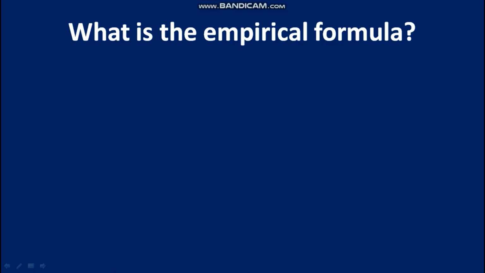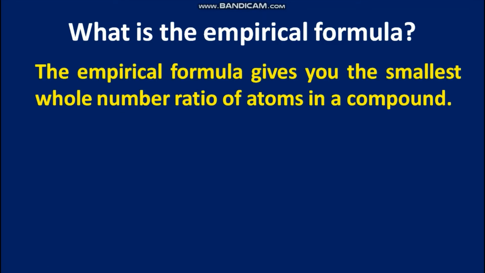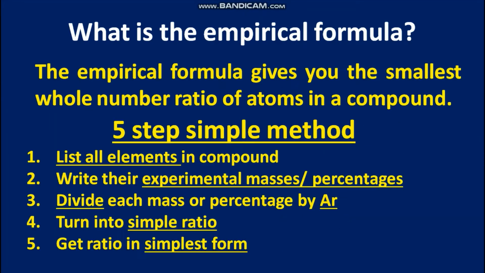So what is empirical formula? The empirical formula gives you the smallest whole number ratio of atoms in a compound. To do this, the first step is to list all the elements in a compound. There are usually only 2 or 3. Then underneath them, write their experimental masses or percentages.